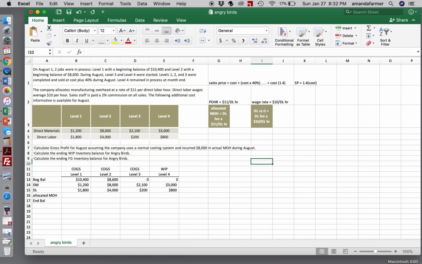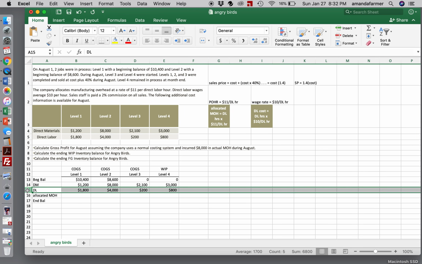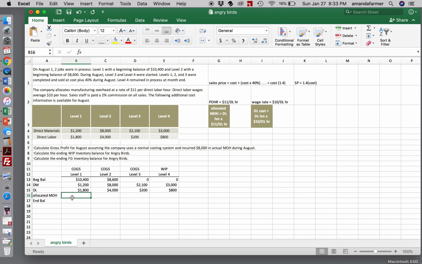Now watch what we have. If you go down and look at line 15, we have DL for each job, okay? So I'm going to look at level 1. I'm going to take it slow with levels 1 and 2, and then I'll pick up the pace with levels 3 and 4. So here's what I'm going to do. I'm going to take level 1's DL cost, and I'm going to divide that by the wage rate of 10. Now stop for just a second. DL cost, look up here, divided by 10 is going to leave you with your DL hours.